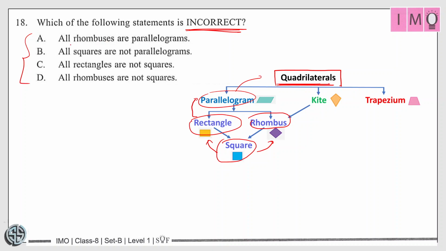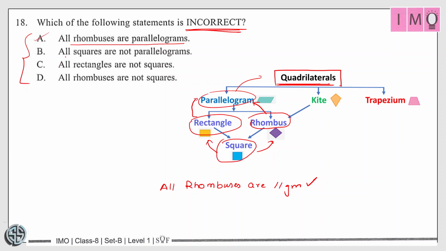So the first statement is all rhombuses are parallelograms. Yes, that is definitely correct, because you can see rhombus is coming below the parallelogram. So you can definitely write all rhombuses are parallelograms. This is definitely the correct statement. Now the second statement.